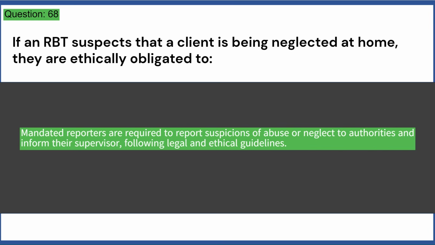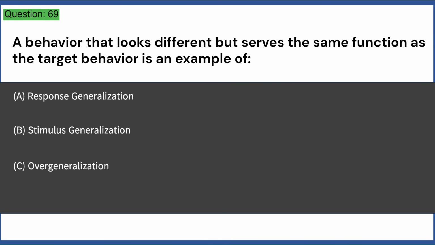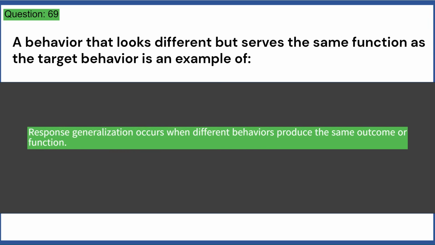A behavior that looks different but serves the same function as the target behavior is an example of A. Response generalization. B. Stimulus generalization. C. Overgeneralization. D. Behavioral contrast. Answer A. Response generalization occurs when different behaviors produce the same outcome or function.